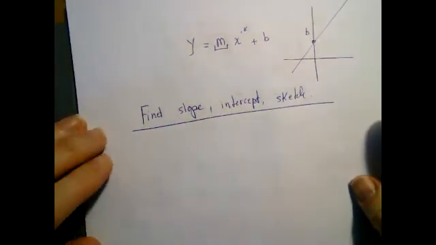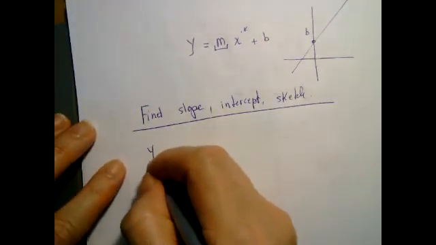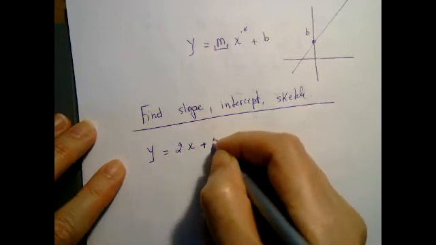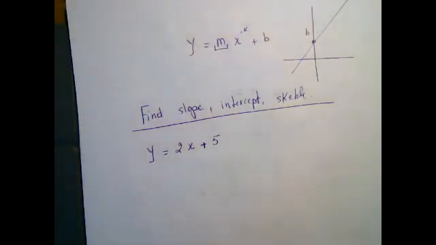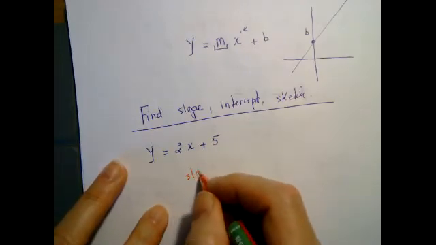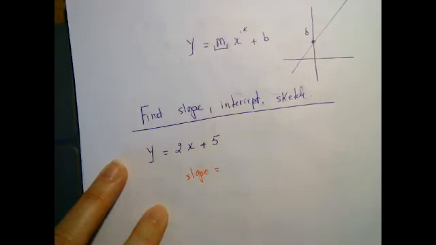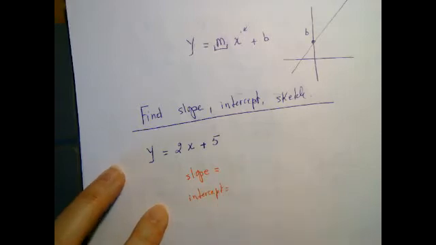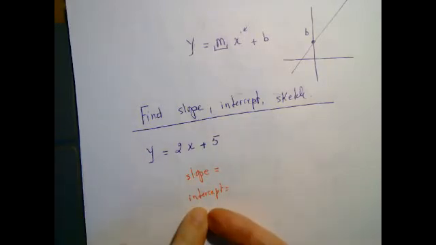So I start with the first question, the very simple one. Suppose I give you y equal 2x plus 5. And our question is simple. Identify the slope, the intercept, and then you sketch. So very quickly, what's the slope? 2. What's the vertical intercept? 5. The intercept is 5 and the slope is 2.